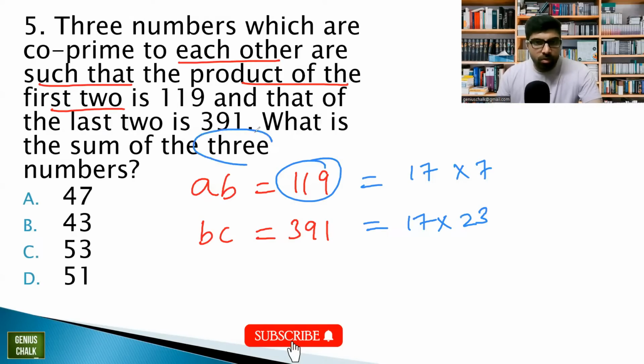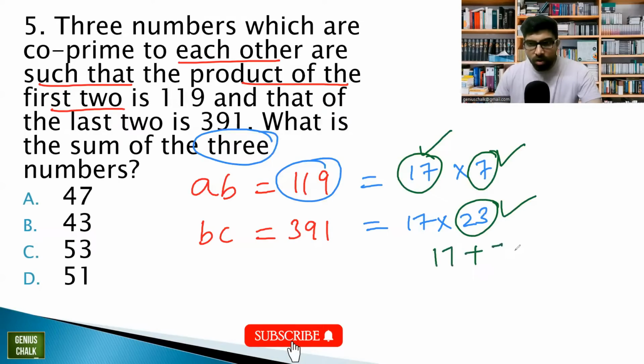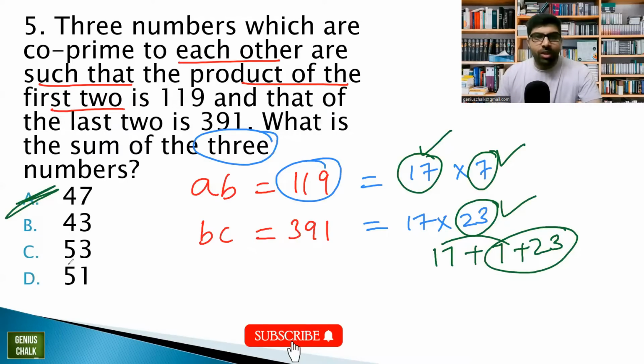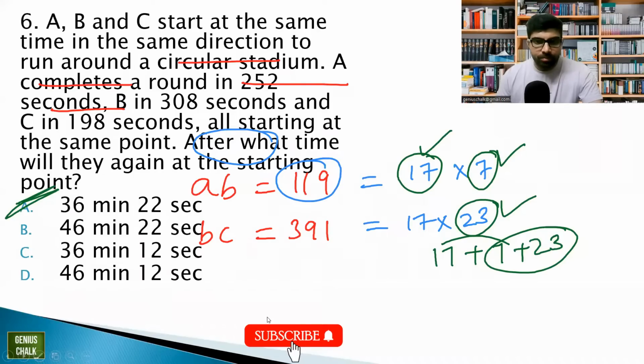What is the sum of the three numbers? Now you can clearly see that if you know this much factors, then it's very easy. One of the number is 17, one of the number is 7, and other number is 23. And it is saying what is the sum of all? So 17 plus 7 plus 23. So this becomes 30 plus 17, that becomes 47. 47 is the answer of this question, right?